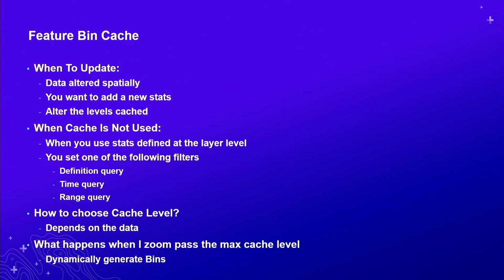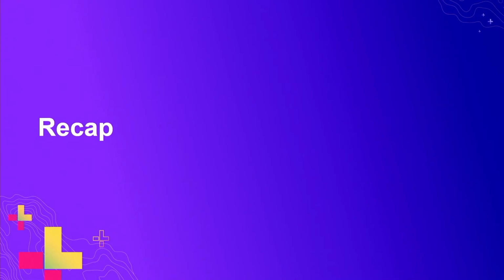And so what happens when you zoom beyond that? Does it stop? No, it doesn't. At that point, it dynamically generates those bins, or aggregates the results dynamically. And we found that when you zoom in to a very small area, creating those dynamically generated bins was very fast.